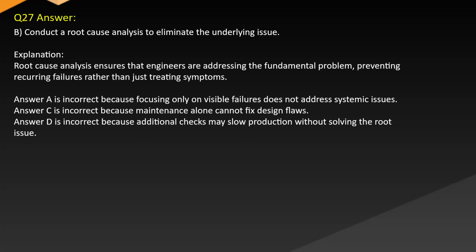Answer: B. Conduct a root cause analysis to eliminate the underlying issue. Explanation: root cause analysis ensures that engineers are addressing the fundamental problem, preventing recurring failures rather than just treating symptoms. Answer A is incorrect because focusing only on visible failures does not address systemic issues. Answer C is incorrect because maintenance alone cannot fix design flaws. Answer D is incorrect because additional checks may slow production without solving the root issue.